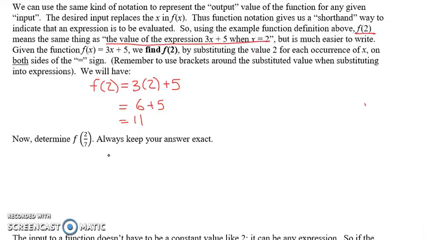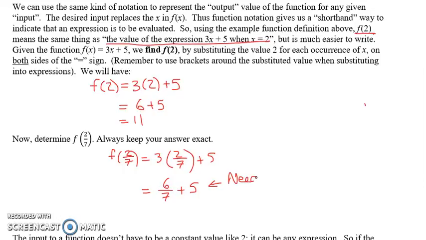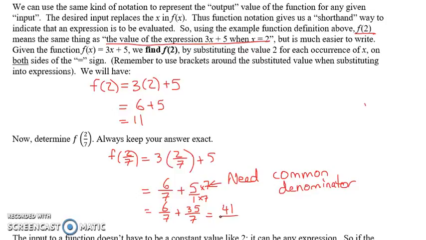Now determine f of 2 over 7. Always keep your answers exact. You go ahead and do that and compare answers with me as I get there. We need a common denominator. That's like it's over 1. So if I multiply both the numerator and the denominator by 7, I'll get that common denominator. So what we have here is 41 over 7.